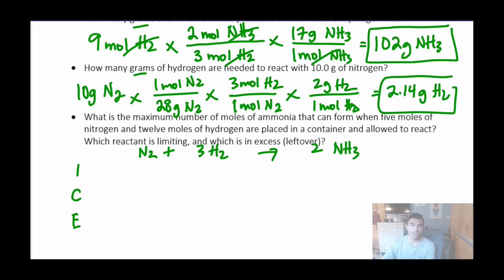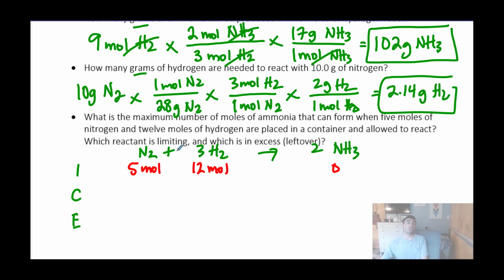My I is initial. What am I initially starting with? None of the product, but I'm starting with 5 moles of nitrogen and 12 moles of hydrogen. And the ICE box can only be done in moles, right? So if we're given grams, we know how to convert to moles to do the ICE box.